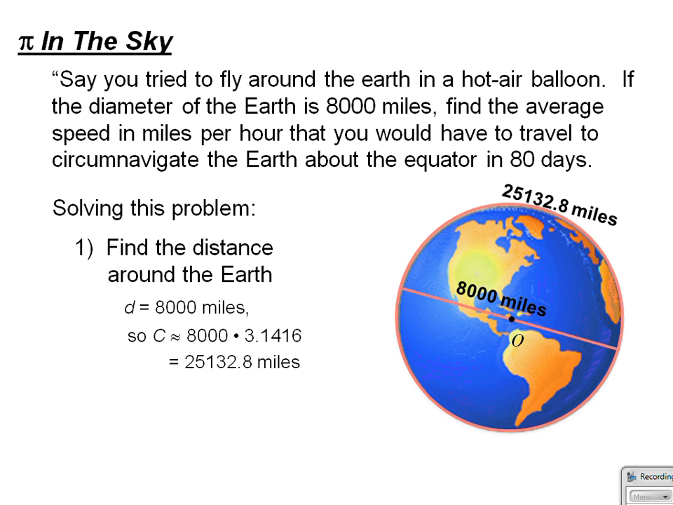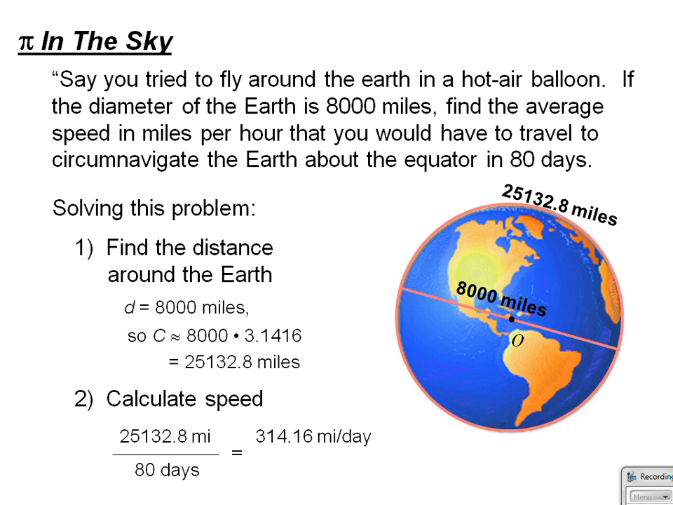So if we need to go around the Earth a total distance of 25,132.8 miles, and we need to do that in 80 days, then let's calculate the speed that we have to travel. So if we take 25,132.8 divided by 80, we'll get how many miles we have to travel in one day, 314.16 approximately.